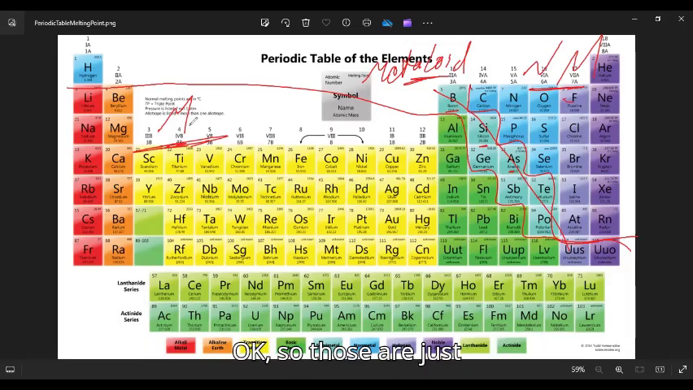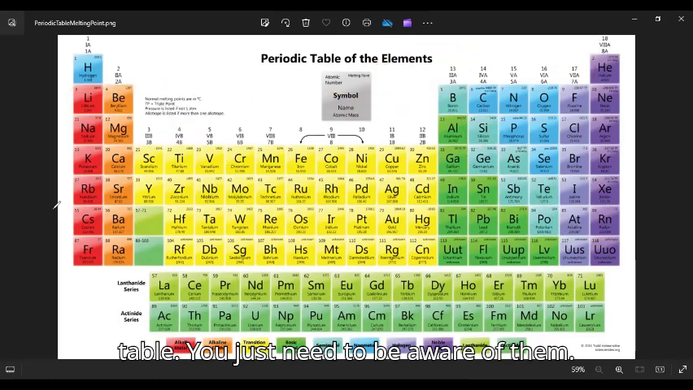Okay, so those are just some basics inside the periodic table. You just need to be aware of them.